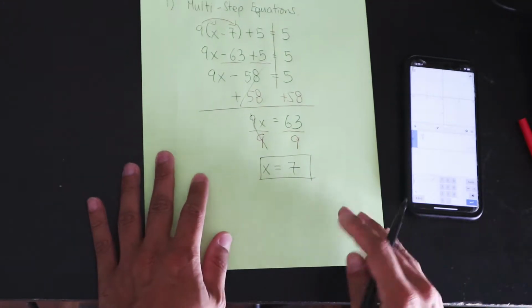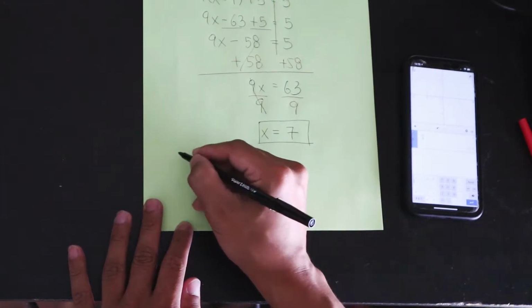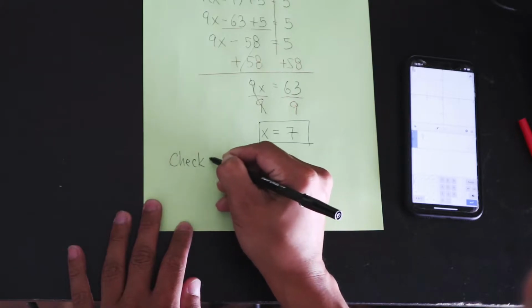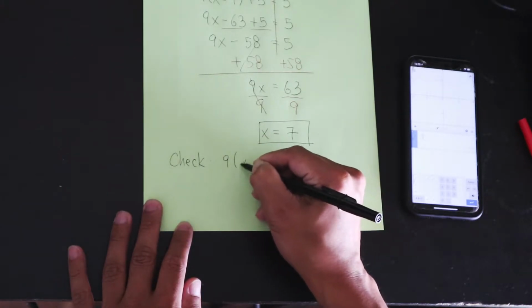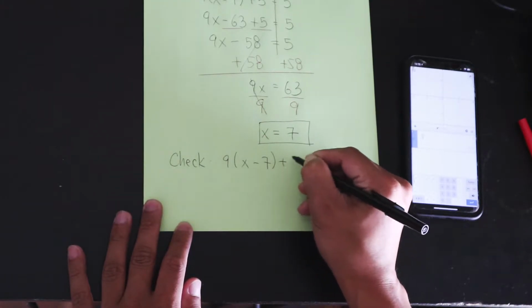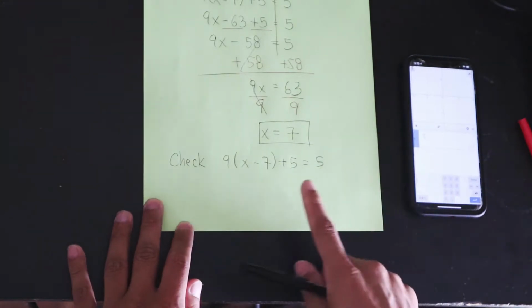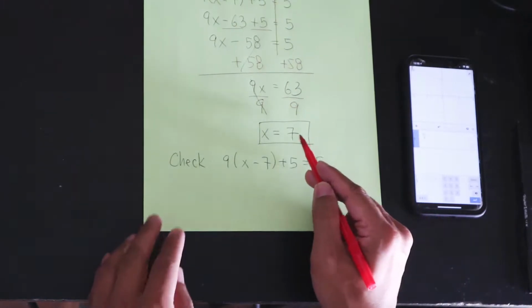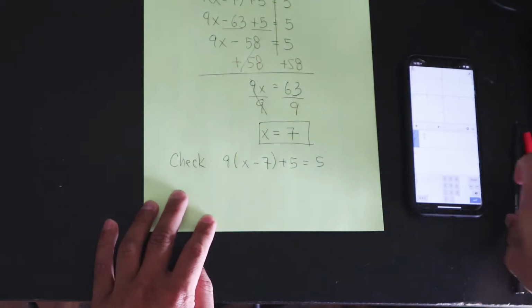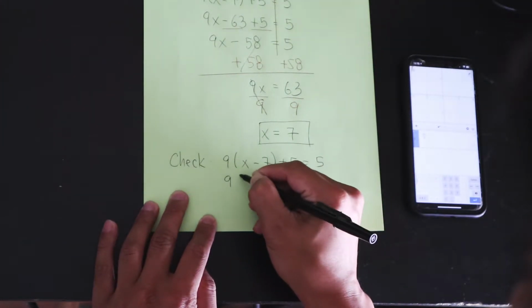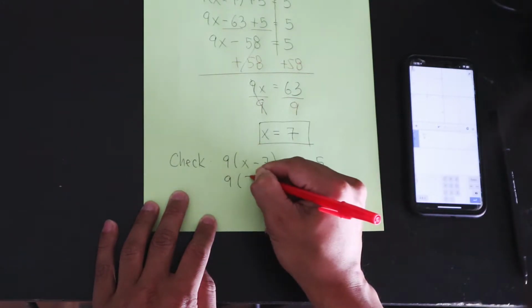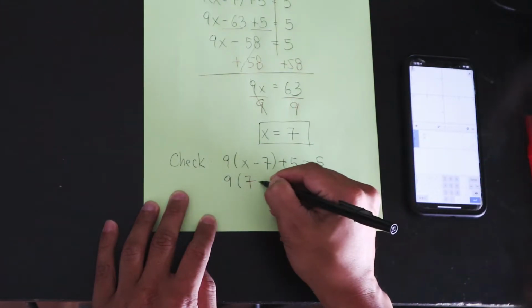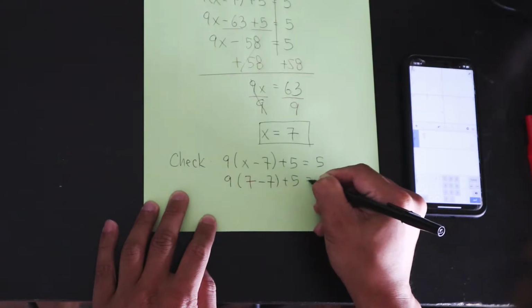Well, how do you check that your answer is correct? We're going to put check. Remember the equation 9 multiplied by x minus 7 plus 5 is equal to 5. If you want to check that your answer is correct, simply replace your answer into the variable. So you're going to rewrite it, 9, and then replace the x with 7, and then after that rewrite everything else the same, like this.